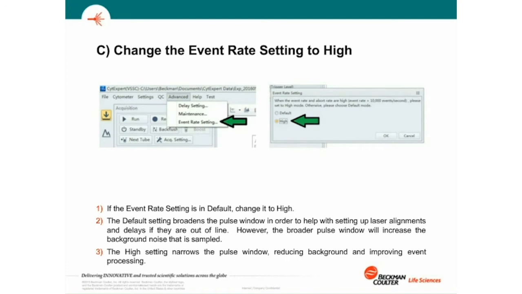Next, make sure to change the event rate setting to high. The default setting for the event rate on the CytoFLEX is actually a broader pulse window that's used to set up the laser delays and also the laser alignment if they're really out of whack. However, the broader pulse window increases the background noise. Changing it to the high setting reduces the pulse window and therefore reduces background, further improves the signal processing, and enables more events to be detected and processed.